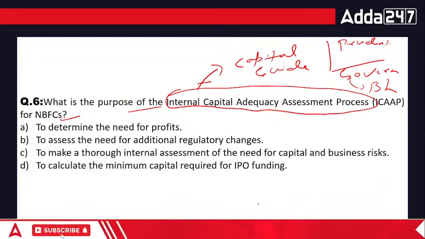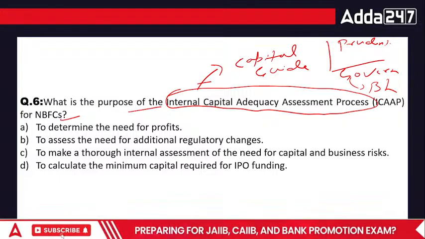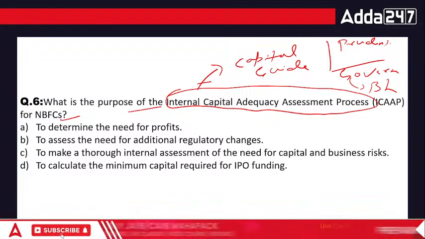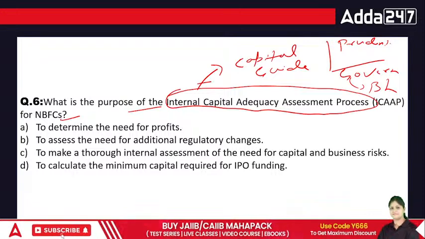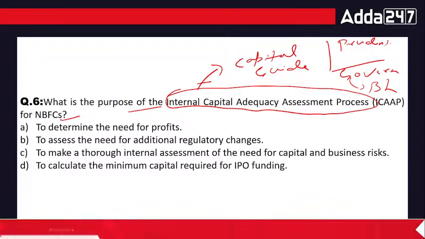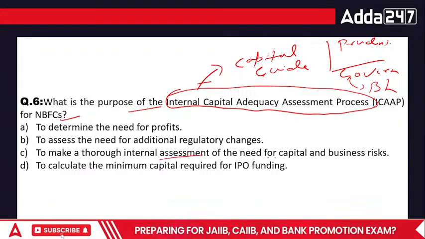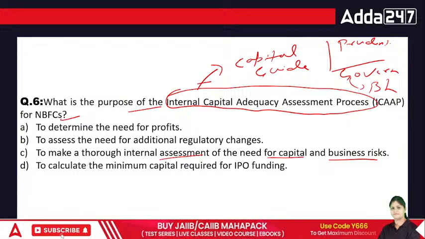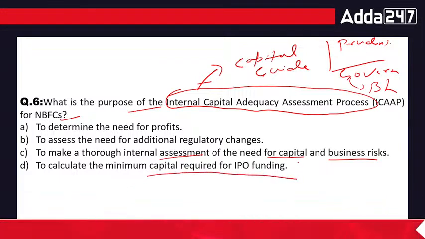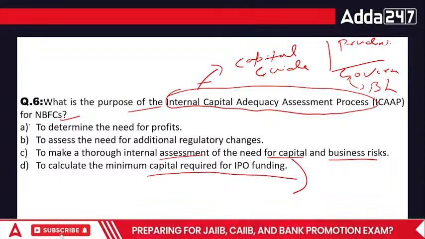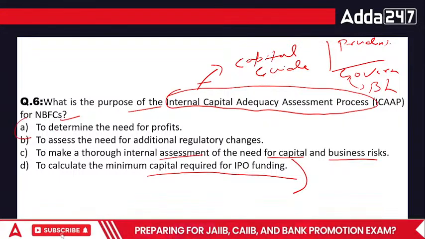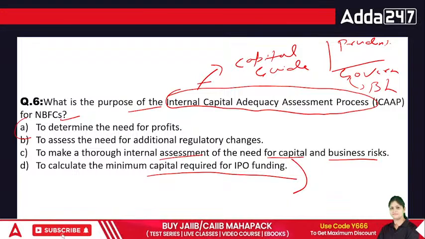Option A is to determine the need for profit. Second is to assess the need for additional regulatory changes. C is to make a thorough internal assessment of the need for capital and business risk. D is to calculate the minimum capital which is required for IPO funding. Okay, so which one is the correct one? Tell me. What will be your answer?